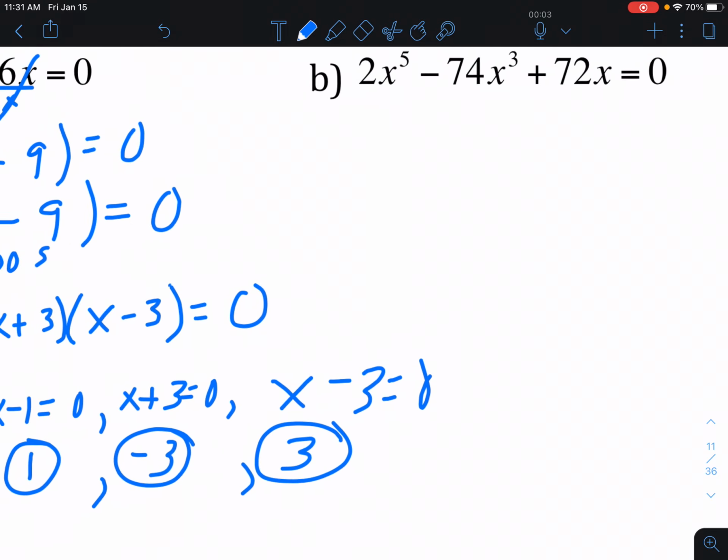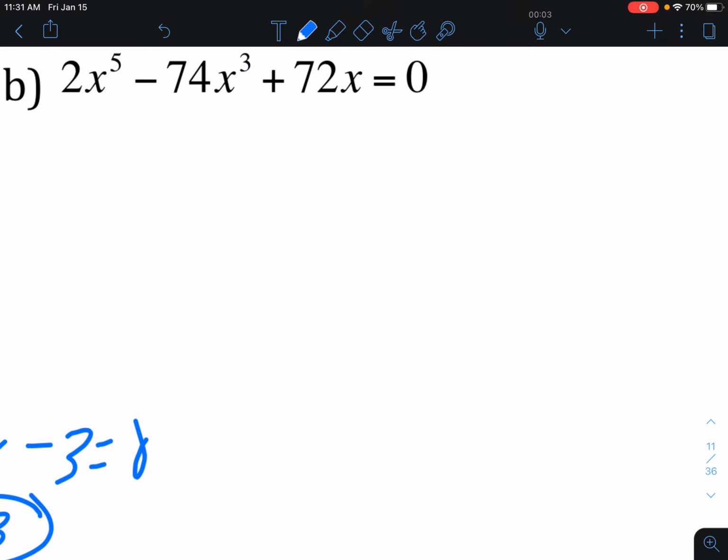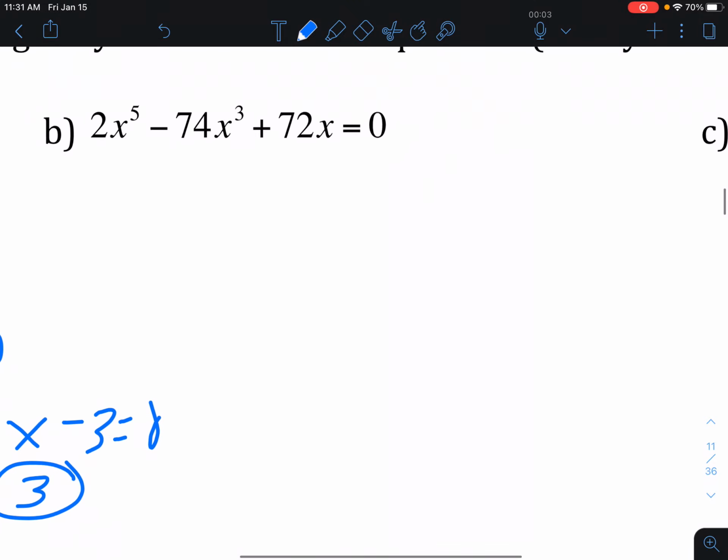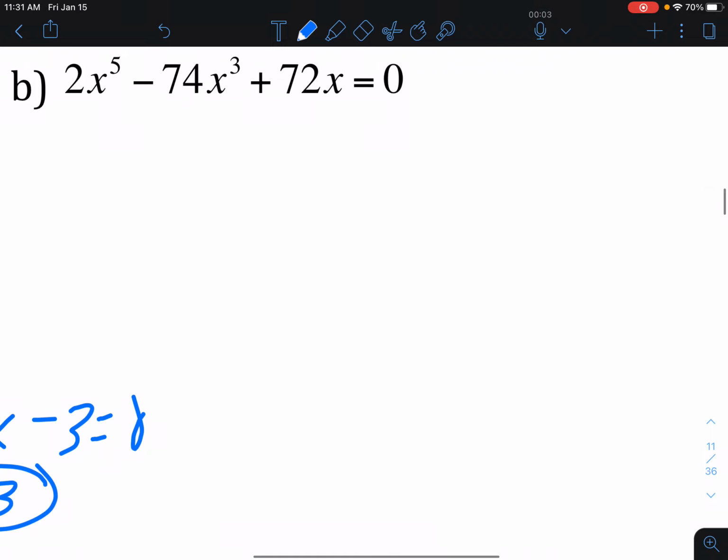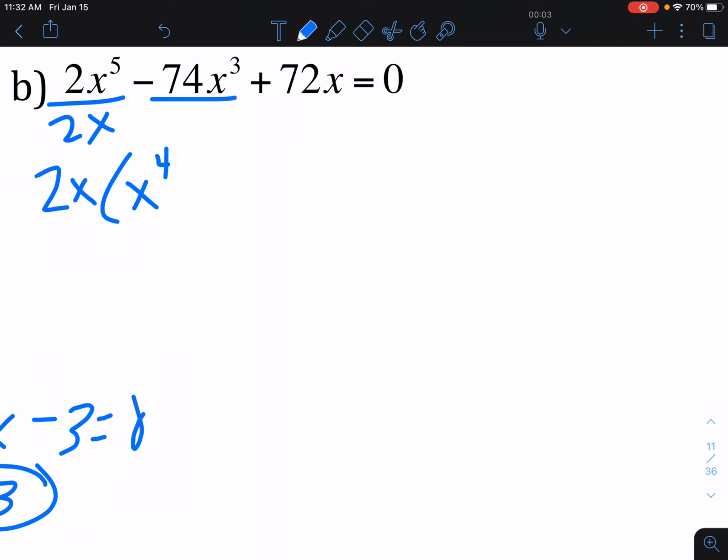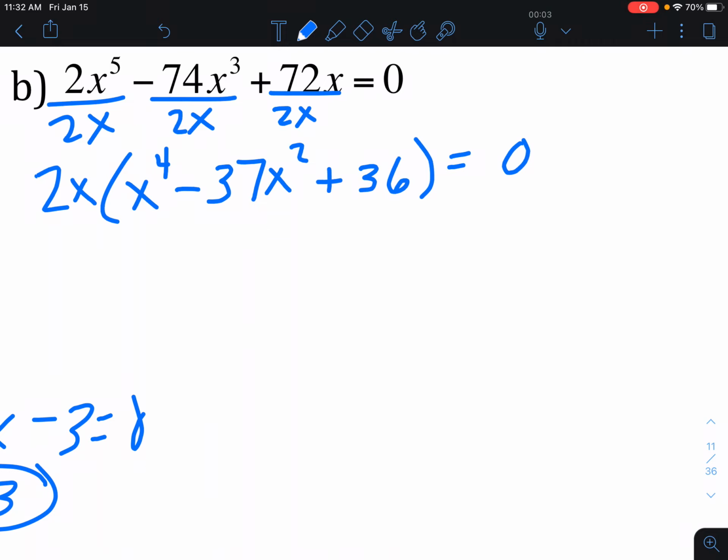Okay, let's try letter B. I'm going to check my GCF. Yep, 2x, and then divide by 2x: 1x to the 4th minus 37x squared plus 36. I have a parentheses. I have another easy trinomial to a higher degree.